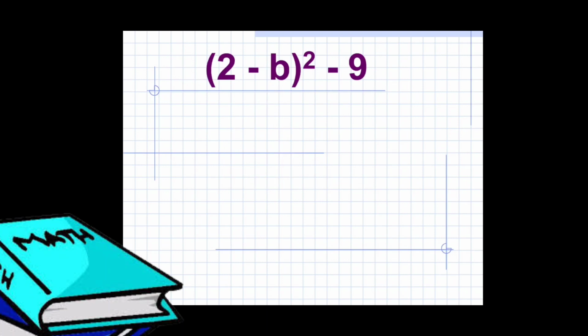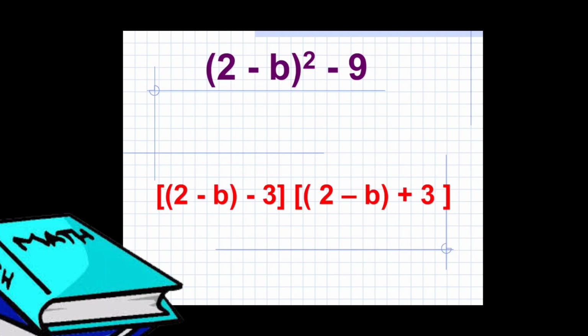For the next example, we have here the quantity of 2 minus b squared minus 9. As you can see here, we have two perfect squares. So the square root of 2 minus b squared is 2 minus b, and the square root of 9 is 3. So for our answer, it is the quantity of 2 minus b minus 3 times the quantity of 2 minus b plus 3.